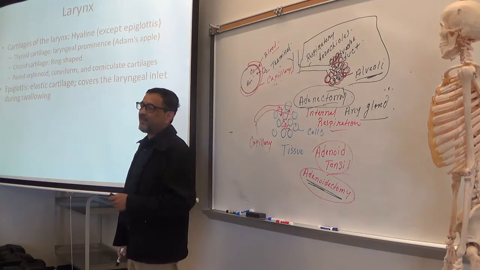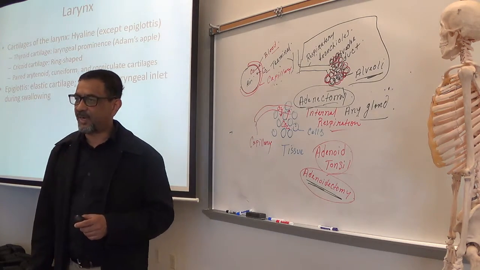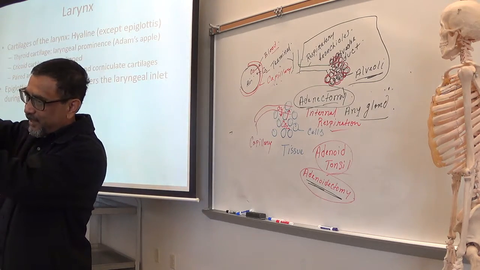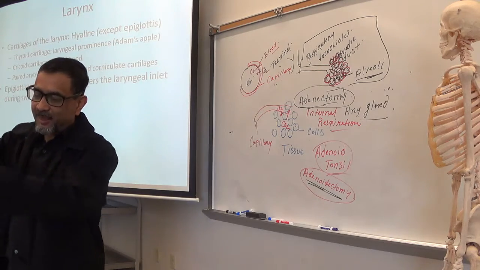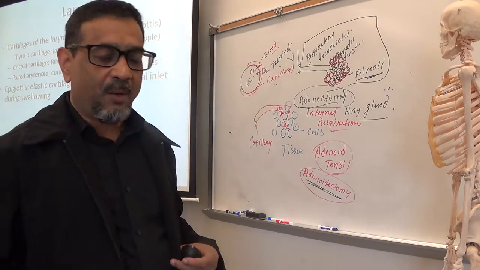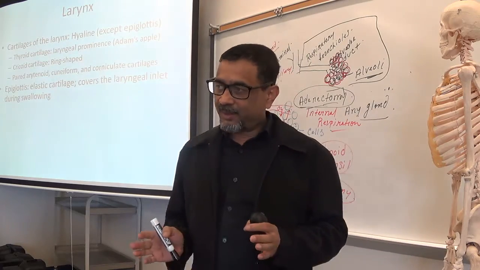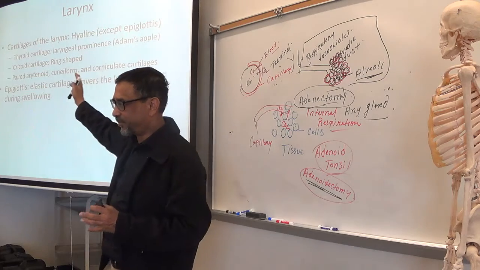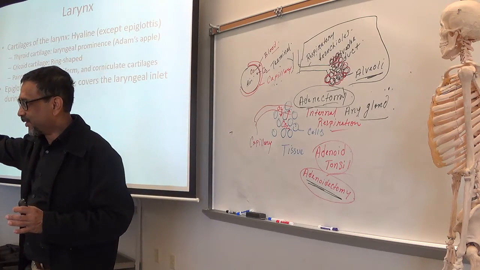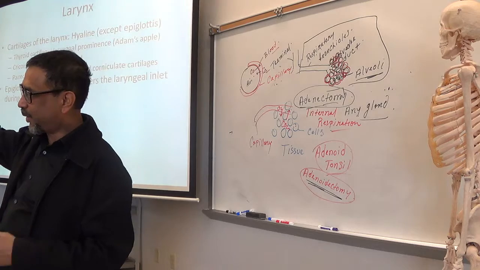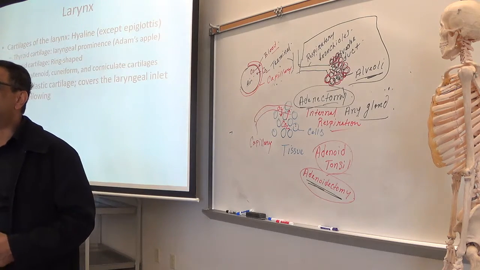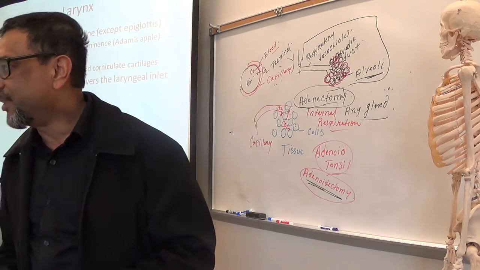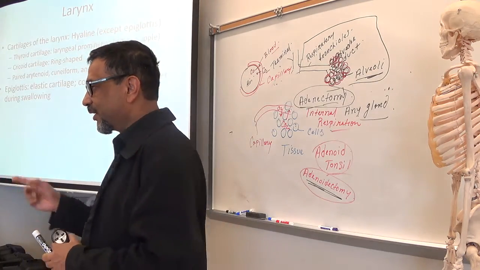Inside the larynx, you have another cartilaginous structure called the epiglottis, which I told you is like a cap to cover the laryngeal inlet. Now, one thing, remember, this is important. All these cartilages are hyaline type cartilage, except which one? The epiglottis. Epiglottis is an elastic cartilage. E, remember, epiglottis is elastic.